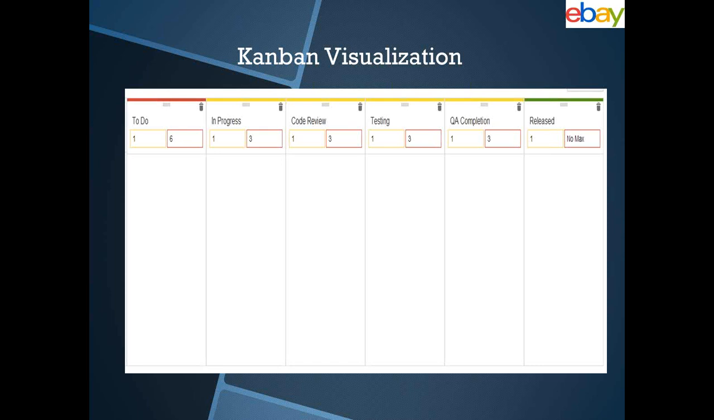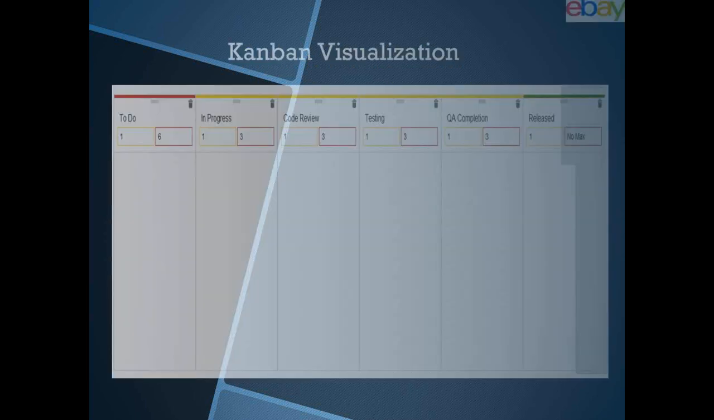Here we have 6 states; let me call out the names: to do, in progress, code review, testing, QA completion, and released. Here the team comes up with 1 as the lower limit for to do and 6 as the upper limit for to do. What it means is at any point in time in the project, the minimum number of tasks that can be in this board is 2, and the maximum number that can be in this board for the to-do list is 6. This goes with other states as well. Let me proceed to the next slide.